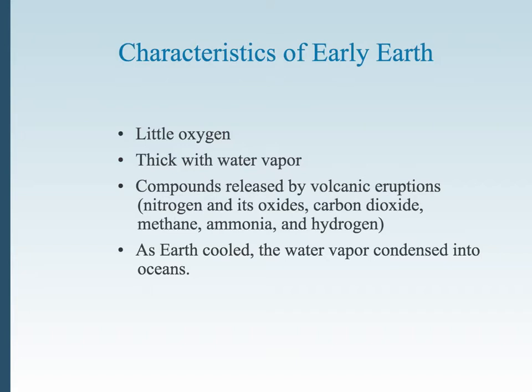The atmosphere was also very thick with water vapor, lots and lots of water vapor. And then there were also all of these compounds that were released by volcanic eruptions. And so that's nitrogen, carbon dioxide, methane, ammonia, all that kind of stuff. And then as the Earth cooled, which took a very long time, the water vapor slowly condensed into water, and those formed our oceans.